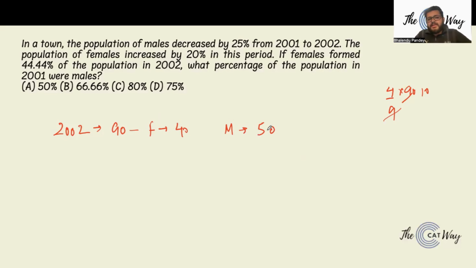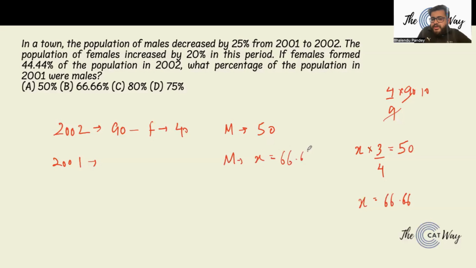Then it says the population of males decreased by 25% from 2001 to 2002. Let's say in 2001 the male population was X. Coming to 2002, this population has decreased by 25%. So the initial value, that is 2001, was decreased by 25%, so the multiplying factor would be 3 by 4, and we have arrived at the final value of 50. So the value of X becomes equal to 66.66.